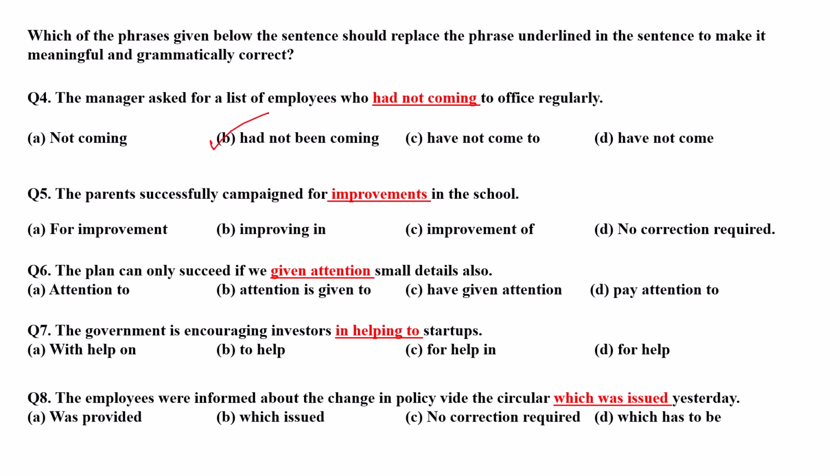Next, question 5. The parents successfully campaigned for improvements in the school. This statement is giving meaningful information as well as it is grammatically correct. So no correction required. Now question number 6.